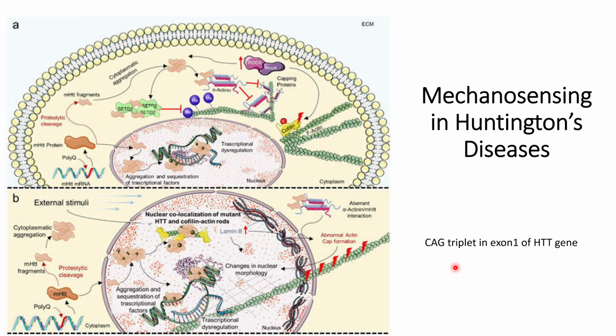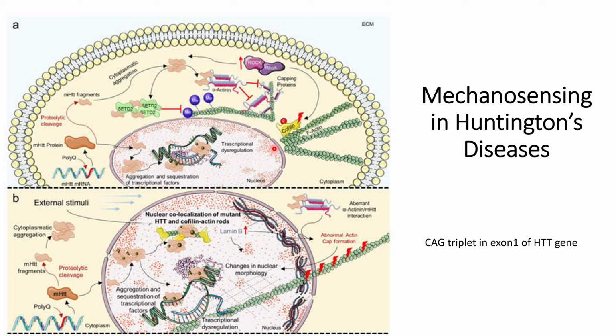For example, if the CAG triplets are around 30 to 35, it will cause Huntington disease at a late stage, and if the CAG triplets are more than 80, it will cause Huntington disease at a very early stage. So there are two different models for mechanosensing in Huntington disease. We will go through each one of them one by one.